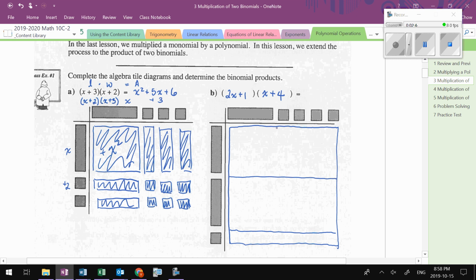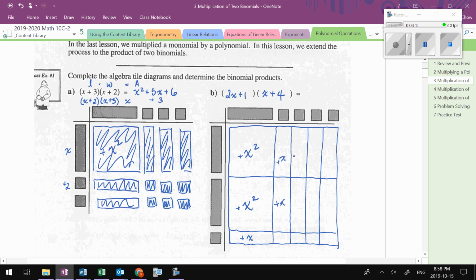And just being careful to be neat, because that way your x tiles actually look like x tiles, and our unit tiles look like unit tiles, and our x squared tiles look like x squared tiles. So it should look something like that. We can see here as well, this is an x by an x. So that's our x squared, and then that's another x squared. And these are all positive. That's an x times a 1, so that's a positive x. And then we've got more positive x tiles right here.